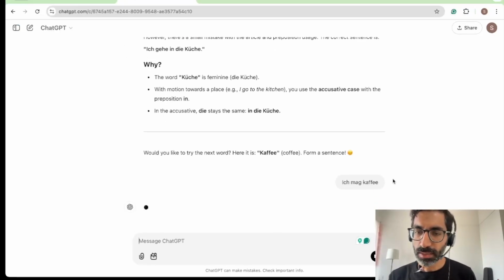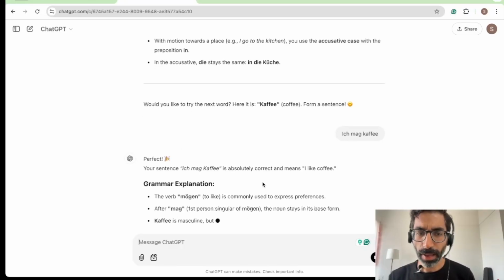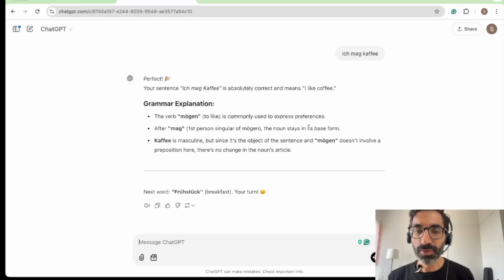Let's see if this is a sentence that is correct. Okay, it says the sentence is absolutely perfect. Again, as you can see, the sentence that I made was very simple, right? Ich mag Kaffee, which literally means I like coffee. So I don't have to make something super complex, especially if I'm a total beginner. And again, it's still giving me a grammar explanation, right?